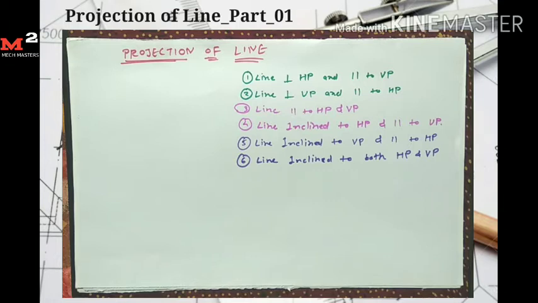the difference is that a point is dimensionless and here the line is one dimension. So the length of the line is required to draw the front view and top view. To understand different conditions, here we learn the 6 different cases.